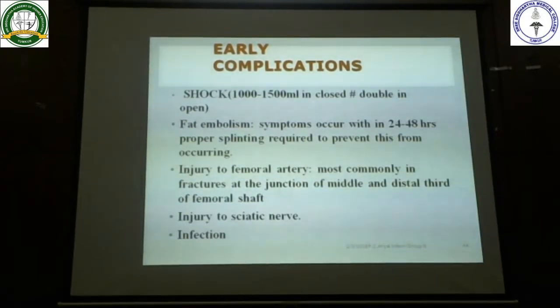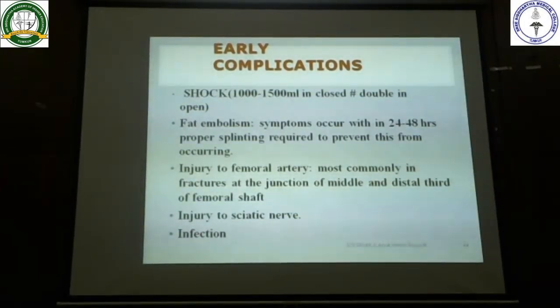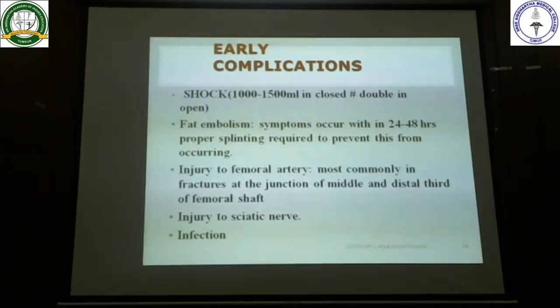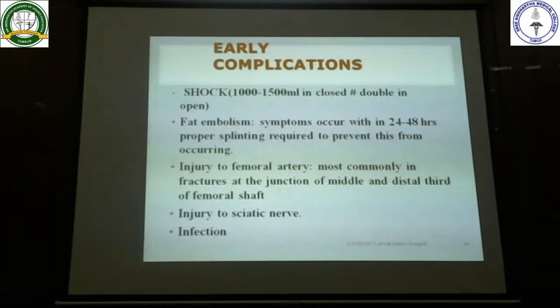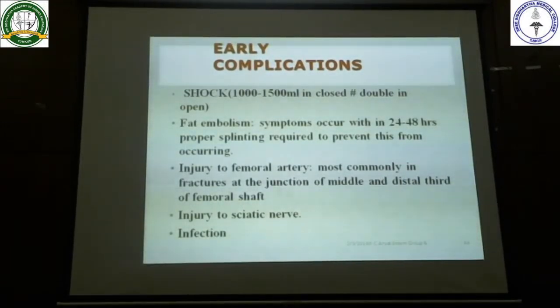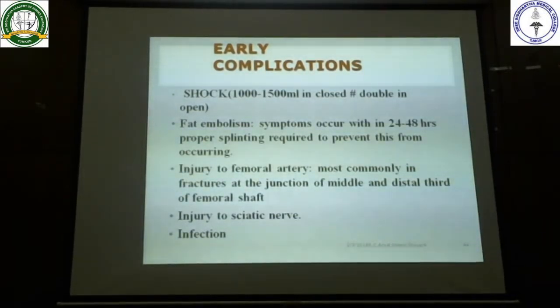Then of course, again, I already mentioned that injury to femoral artery. That is again very important. Injury to the sciatic nerve. That is again important. So neurovascular compromise is an important complication of fracture shaft of femur. Then of course infection, especially in case of open fractures or compound fractures. One important complication is always infection. So these are the very important complications as far as fracture shaft of femur is concerned.